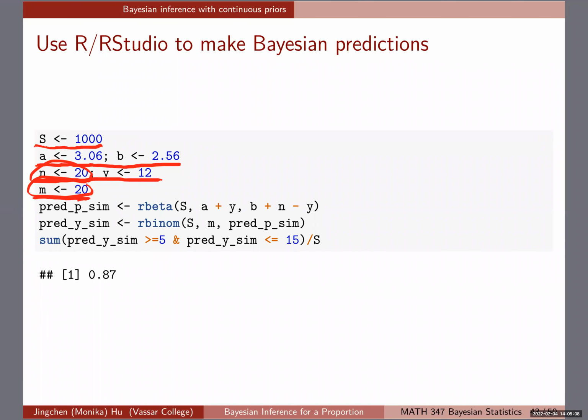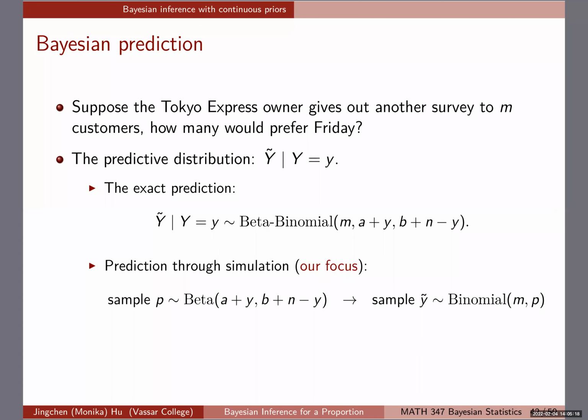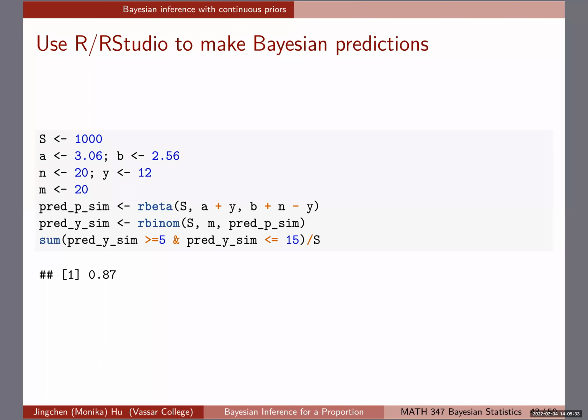All right, so the main chunk of the code over here is this. Let me go back quickly here. Like I said, it's a two-step process. You first generate the value of p from its posterior, and then you generate a new y tilde from a binomial draw, given the value of p that you drew from the posterior. So the main chunk is this rbeta and the rbinom.